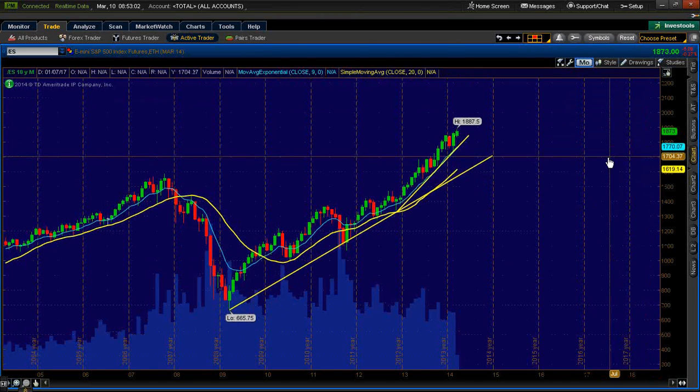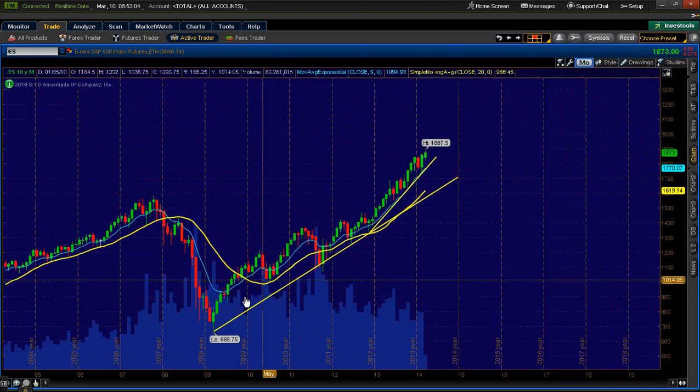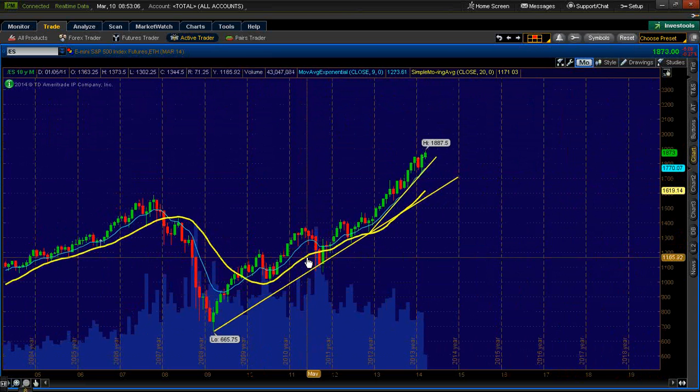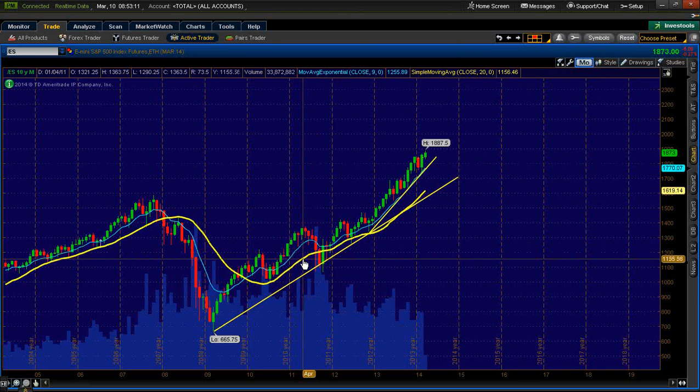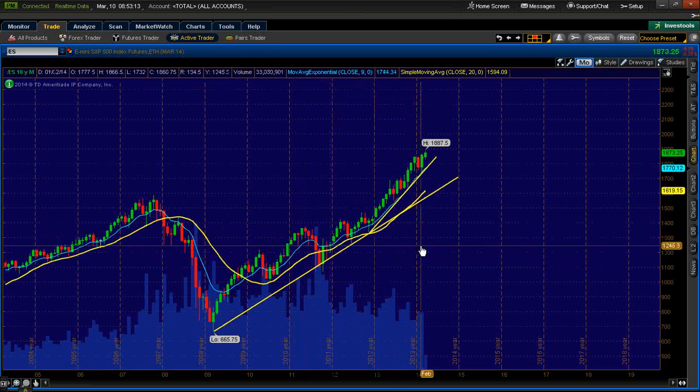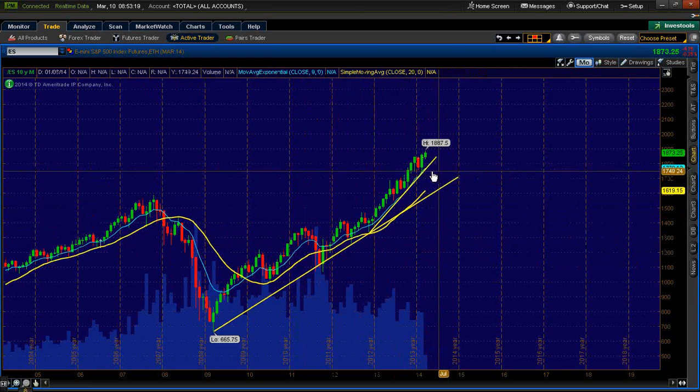So let's take a look at the macro to the micro and the trend. This is the monthly. All my charts, you'll notice, have two moving averages. One is the 9 EMA, one is the 20 SMA. Those are the ones I like to watch, and basically I'm looking for where we are in terms of the trend against those.